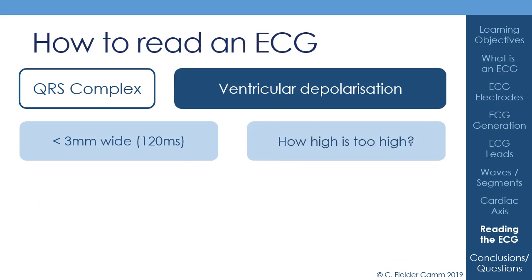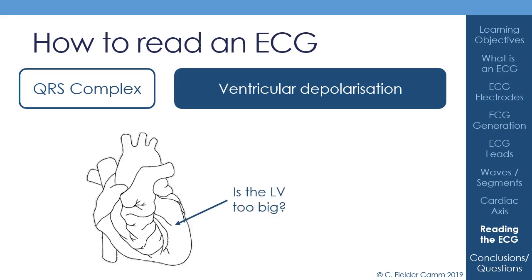So the other aspect, apart from breadth of the complexes, is amplitude, height of the QRS complexes. So how high are they? Now, height of the deflection, as we've said, represents the amount of electrical signal, and so is a proxy for the amount of muscular tissue that is depolarizing in this case. And so what we're really saying is, is the left ventricle too big? The left ventricle makes up the majority of the muscle mass for the ventricular depolarization, so it is the primary driver of QRS amplitude.